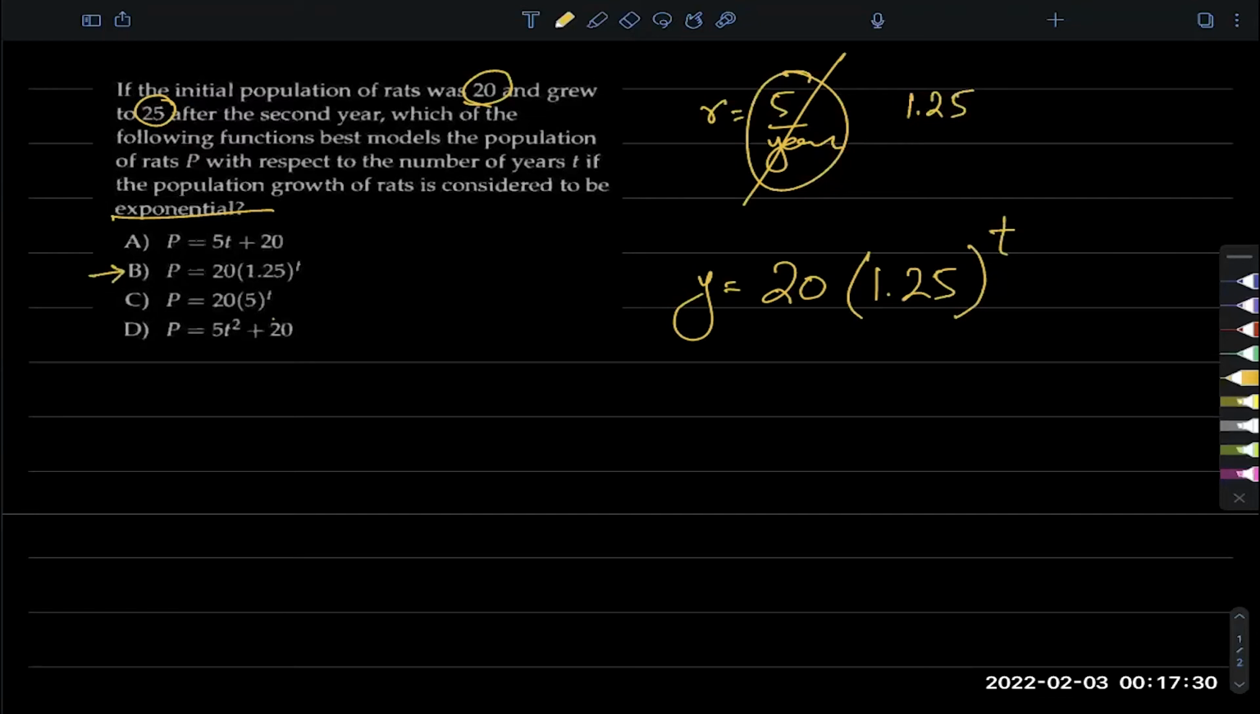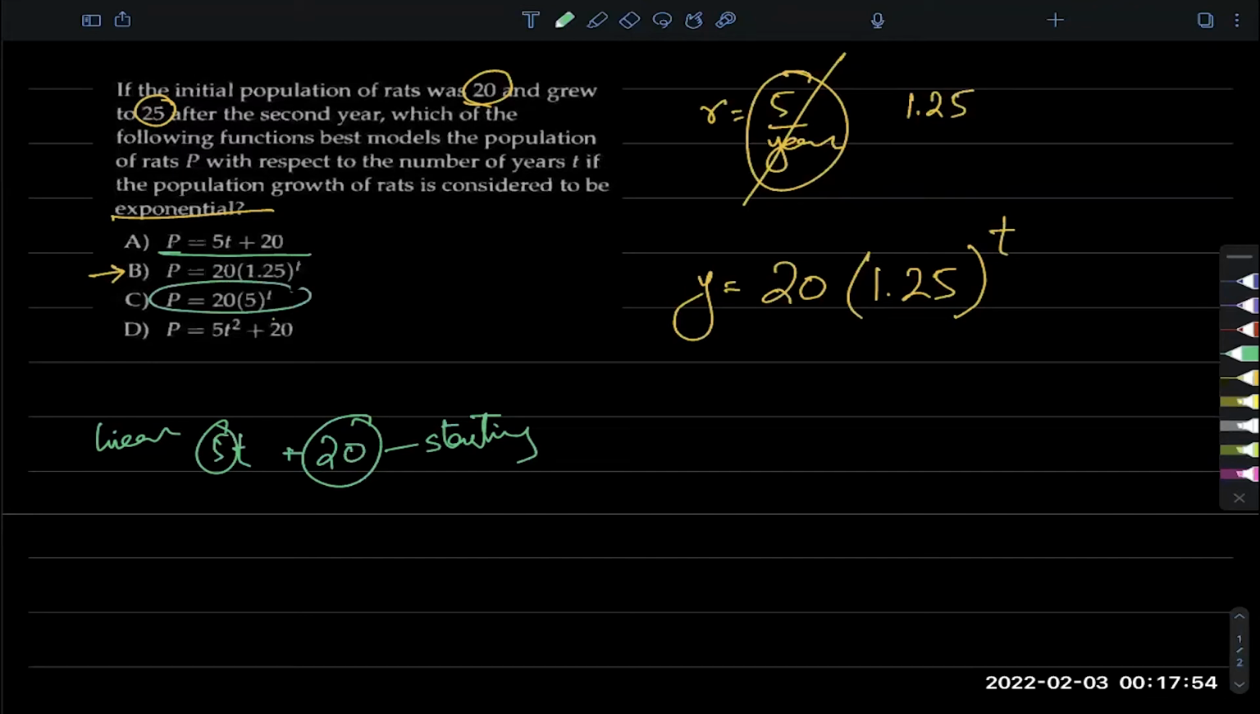Now, just for the sake of it, let's see what the others mean. P equals 5t plus 20 means that this is your starting value, the y-intercept, and this is your fixed rate. It's a linear growth of 5 every year, which means 1 year is 5, the other year they've added 10, the other year 15. But it's not linear here.